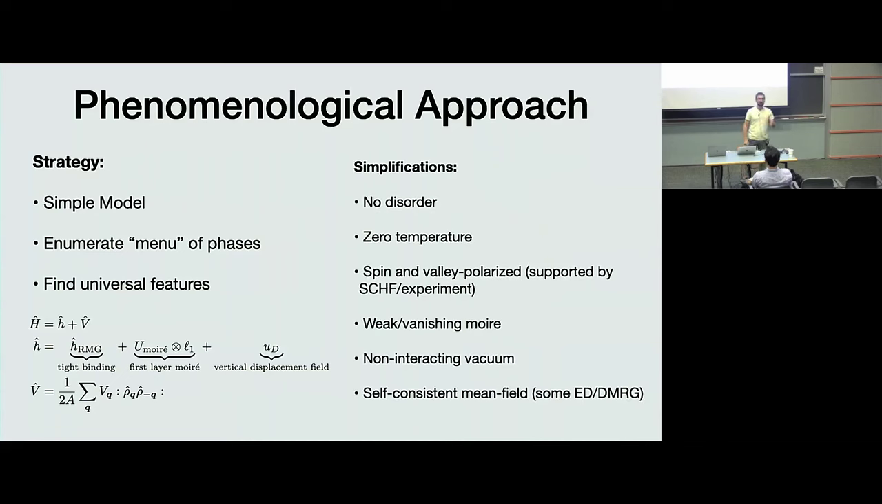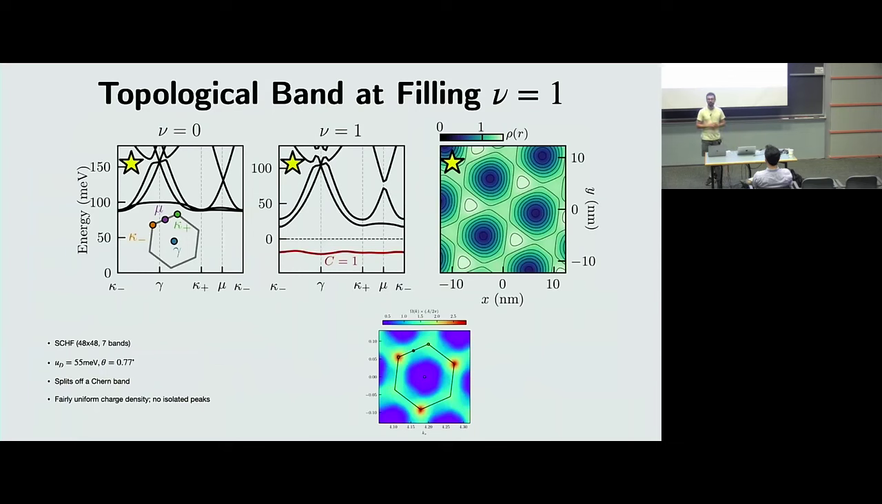I want to note for a second all the ways this is not realistic, right? We have no disorder, we have no temperature, we're going to assume spin and valley polarization, which you can check is reasonable. You're sort of expected to be deep within this quarter metal regime. And probably most important, in this modeling, we're assuming the Moiré is going to be quite weak or even vanishing. Okay. Aside from that, there's a couple of technical restrictions. Okay, and here's what we get.